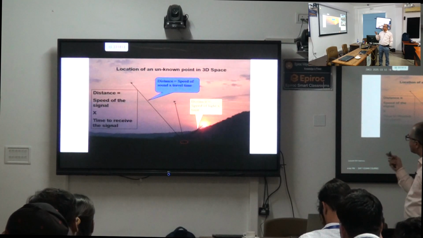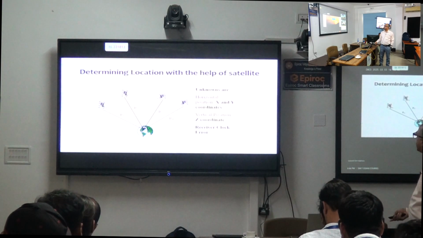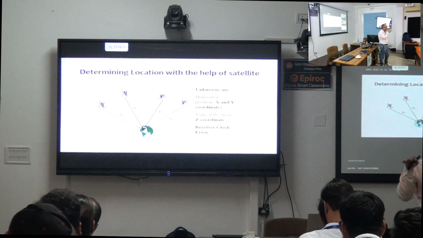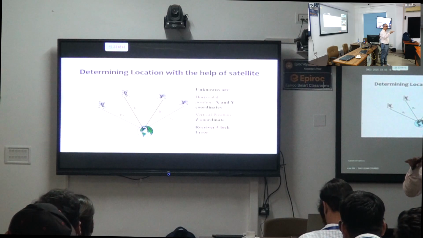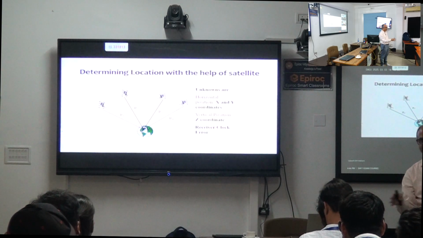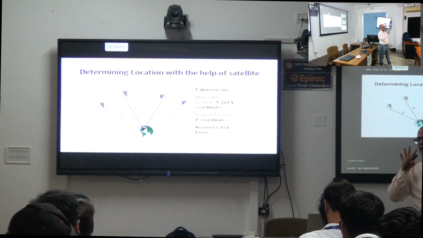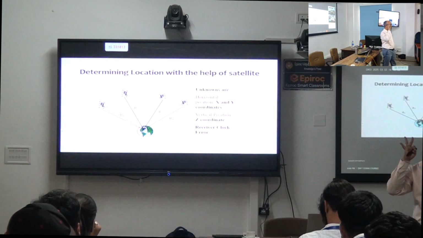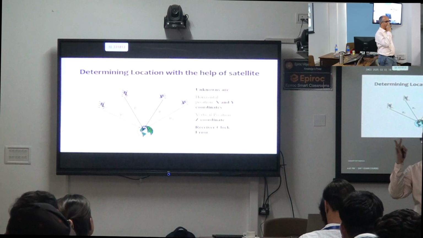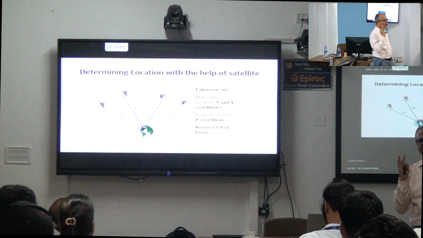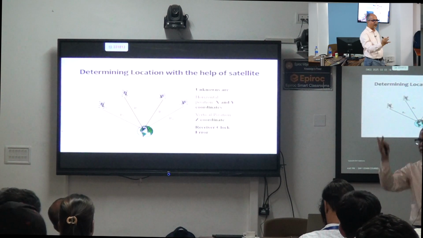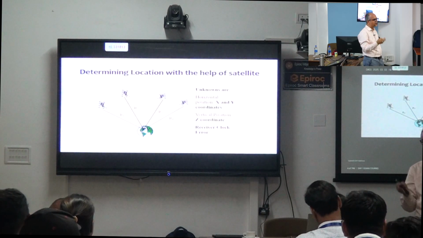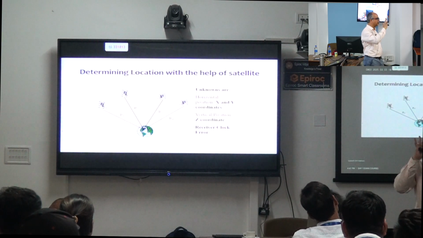So when we talk about this kind of system, why do we always say that a minimum of 4 satellites are necessary? I think by this time all of you have covered that. Now why these 4 satellites? Because there are 3 unknowns, the X, Y and Z coordinates, and you have equations of speed into time equal to distance, so there are 3 equations. From that we can solve for 3.